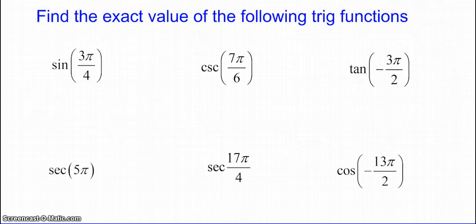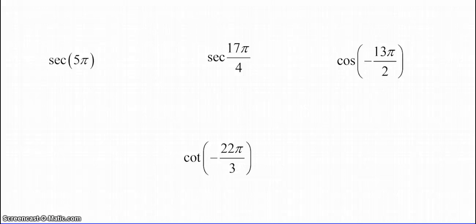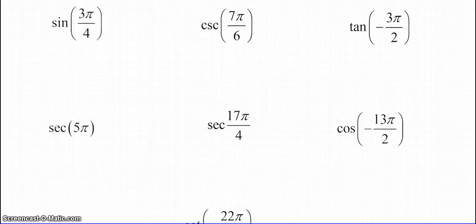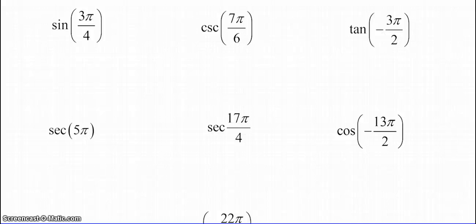Next, evaluate or find the exact value of the following trig functions. Again, we will be using the unit circle for this. Don't forget there's one down there. So I want you to do that for all 7 of these. Pause the video, unpause when you are ready to check your answers.